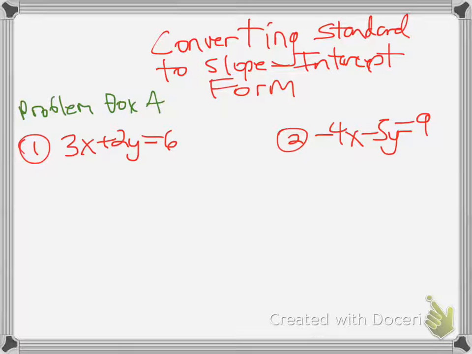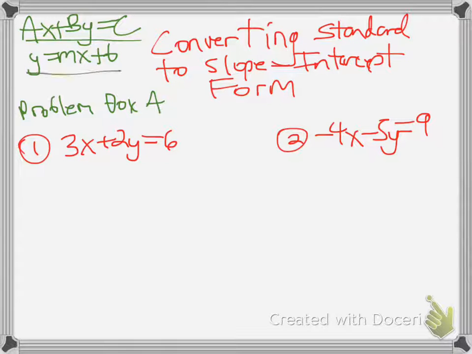All right, so what we need to do to convert from standard form to slope-intercept form is first remind ourselves of the different forms. So standard form is ax plus by equals c. And slope-intercept form is y equals mx plus b. Highly recommend you write those down in your notes. Again, standard form is the first one, slope-intercept form is the second one. So maybe pause the video, write those down, and then play the video again.